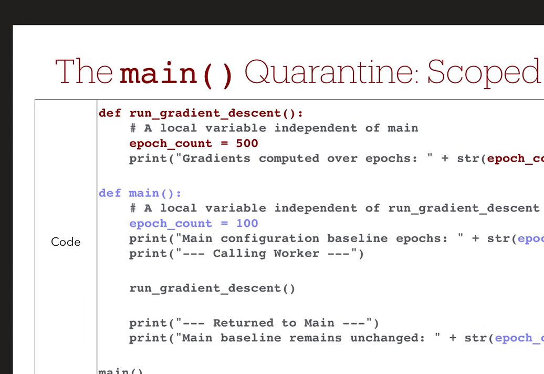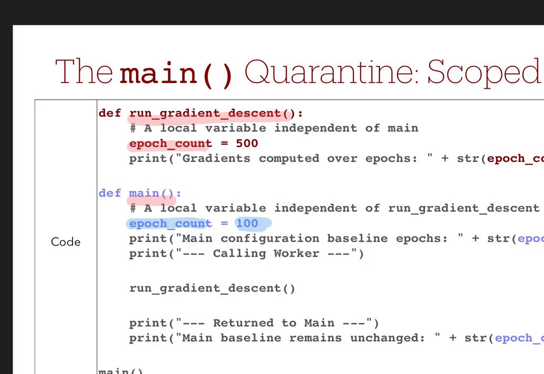So here is the situation. Suppose that I have two functions, the run gradient descent function and the main function. In run gradient descent, I have a variable named epoch count with the value 500. In the main function, I have the same variable with a different value.